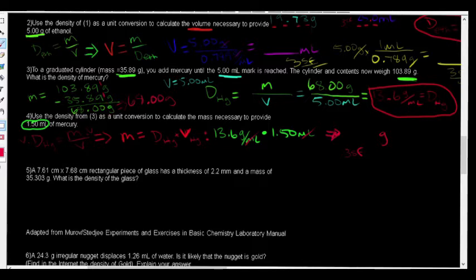If you want to see how it would look stoichiometrically, I don't even think that's a real word, but 1.50 milliliters times 13.6 grams over milliliters. So if you set it up like that, it would look like that. These would cancel, and that gives you grams, again, to 3 sig figs.